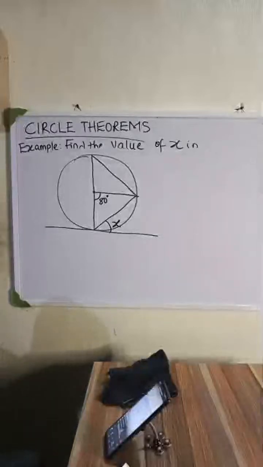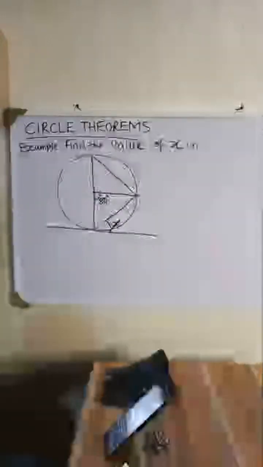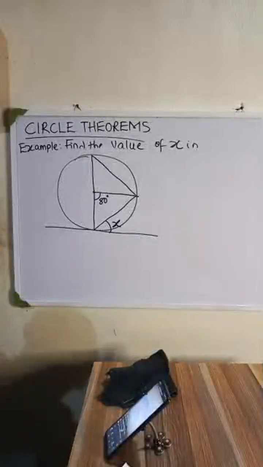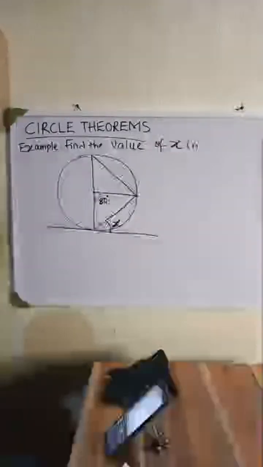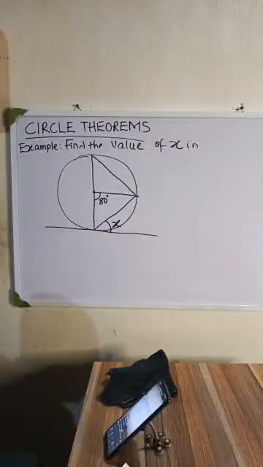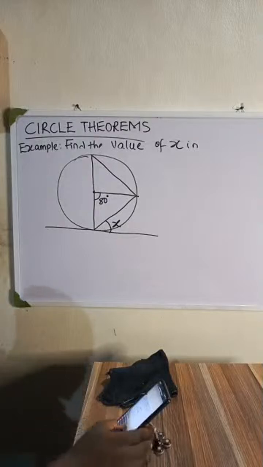Let's see. 40 degrees. Angle at the circumference is twice angle at the center. Hmm. Your answer might be right. Who gave that answer? Let me scroll up. Did the person delete the answer? I think it was Chidera that sent the message.